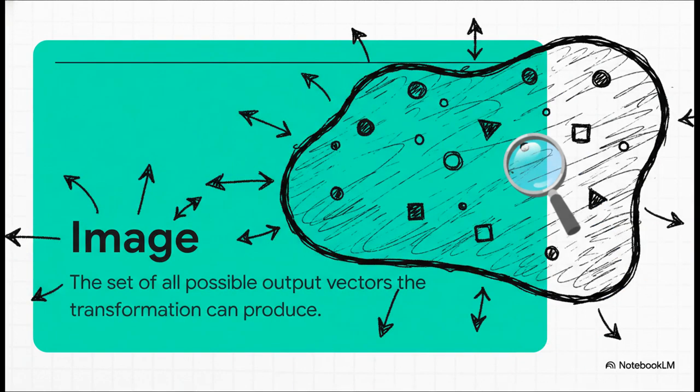And the image, well, it's basically the opposite. It's the set of all possible landing spots. After you've transformed every single vector in your original grid, the space that they all now fill up, that's the image. It shows you the entire universe of possible outcomes.